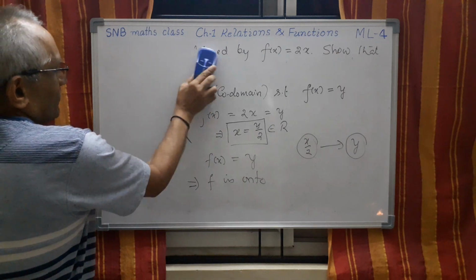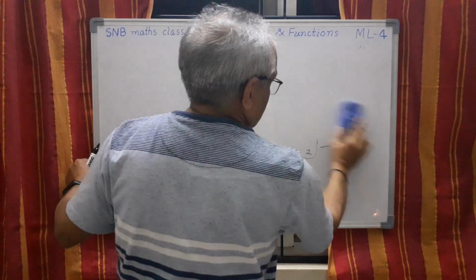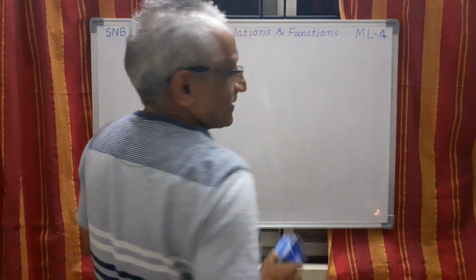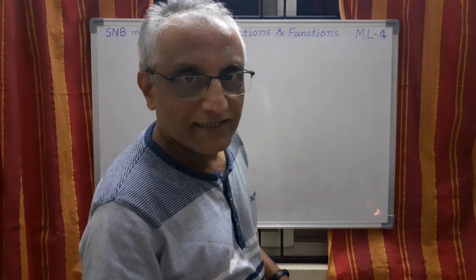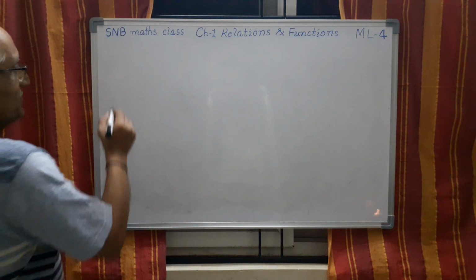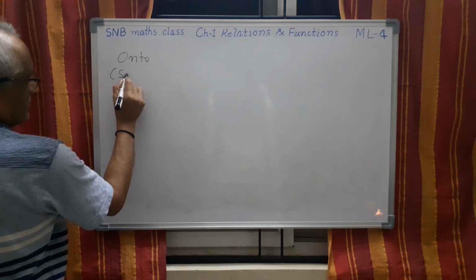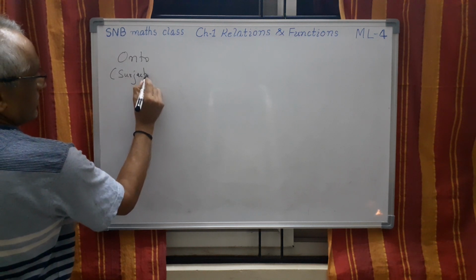So I have now completed two concepts: one is one-one, another is onto. Another name for one-one is injective, and onto is surjective. So an onto function is sometimes also called surjective.